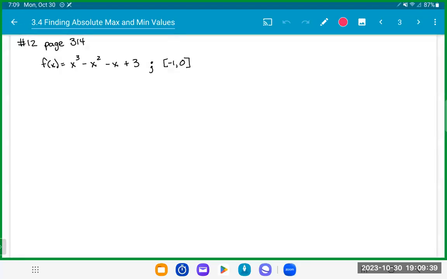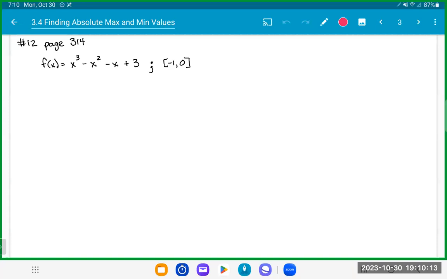All right, so let's look at some examples. For this first problem, this is on page 314 of your textbook. Our instructions ask us to find the absolute minimum and maximum values of each of the functions over the indicated interval and indicate the x values at which they occur, okay? So our interval is from -1 to 0. It is closed because we have the brackets, okay?